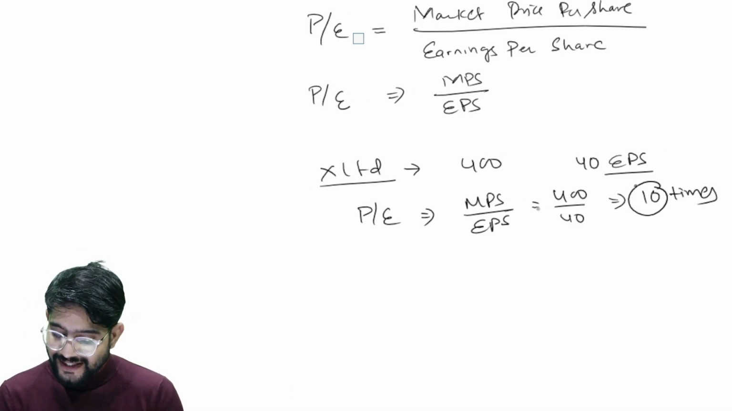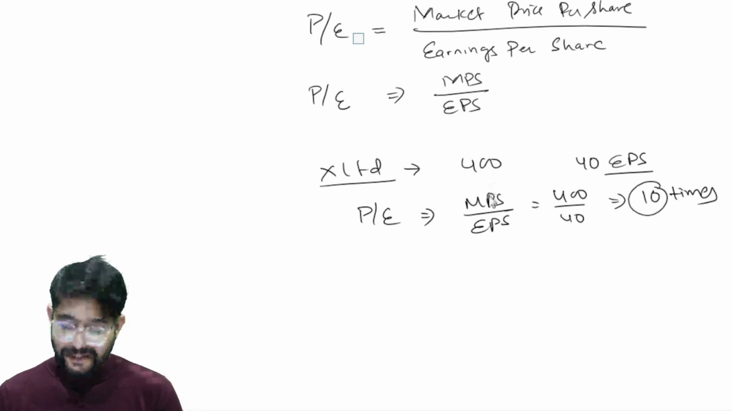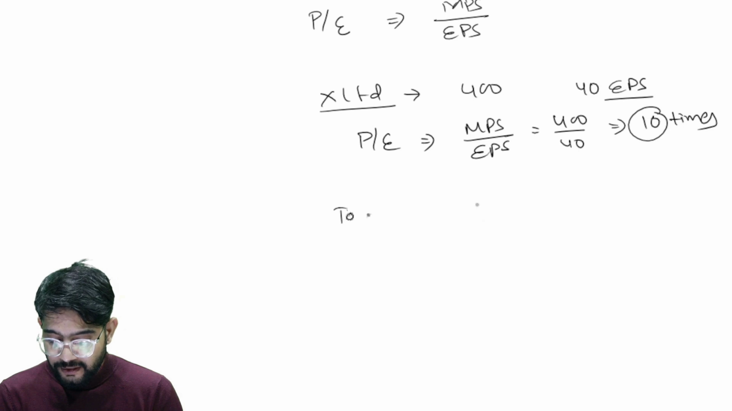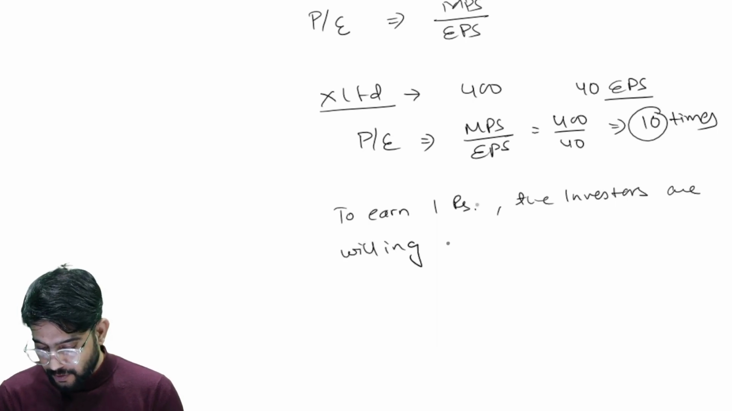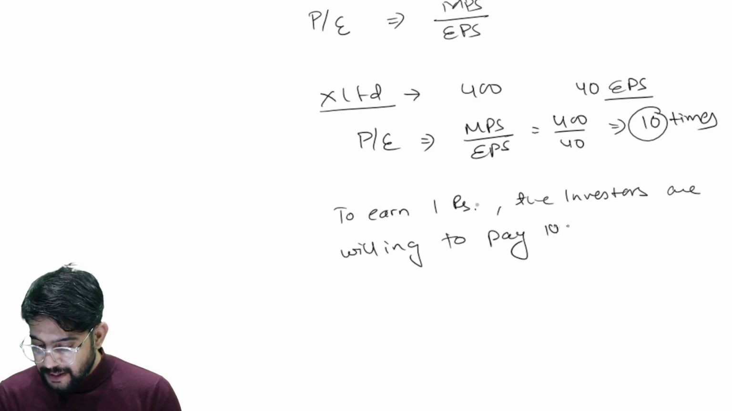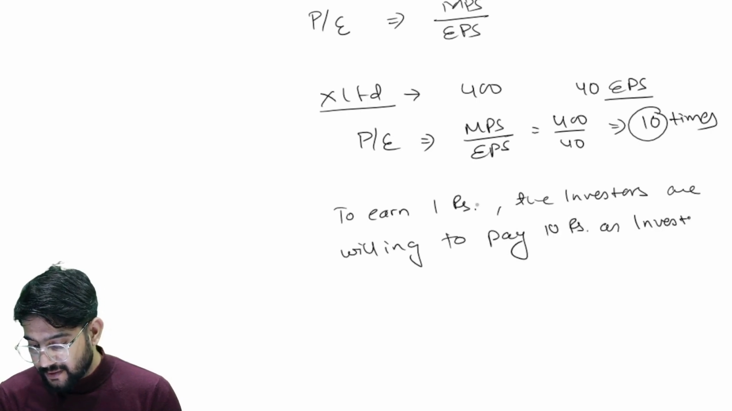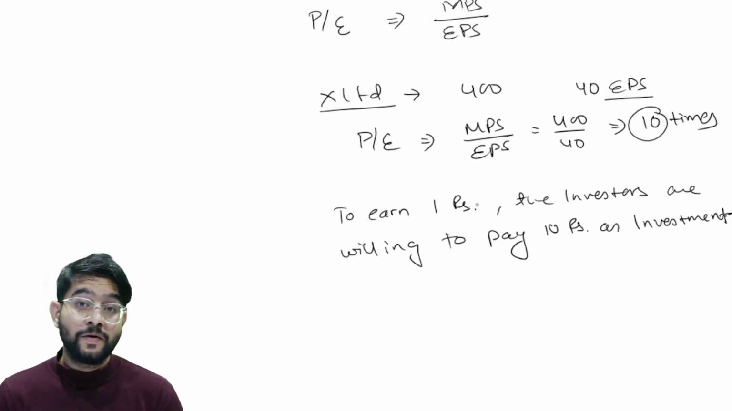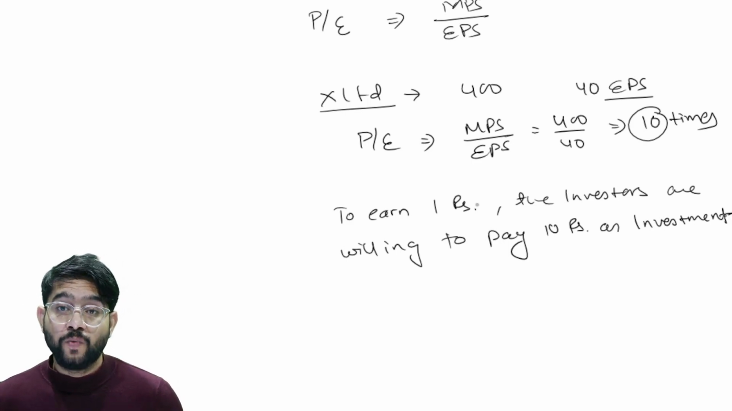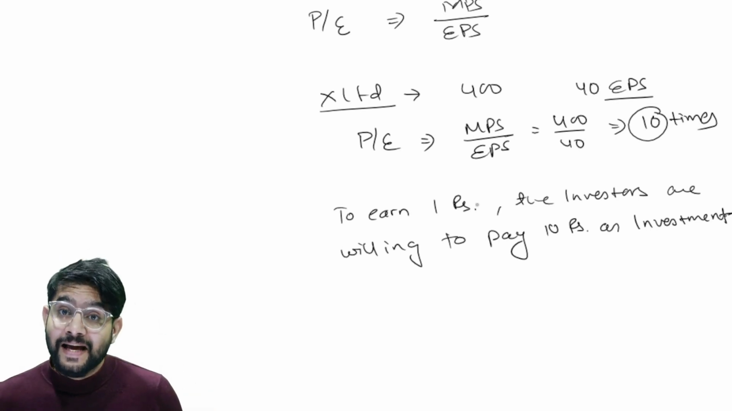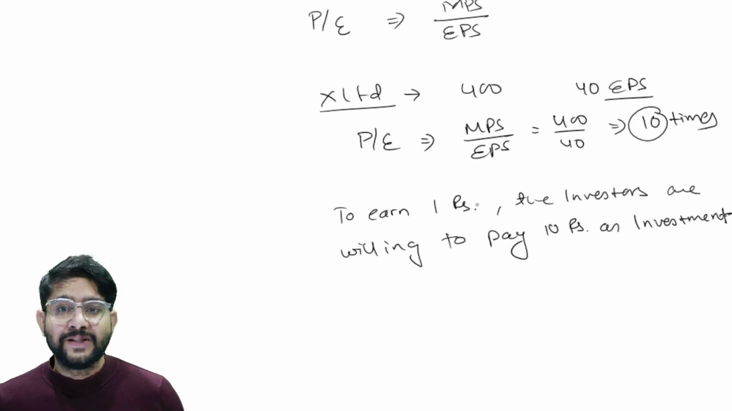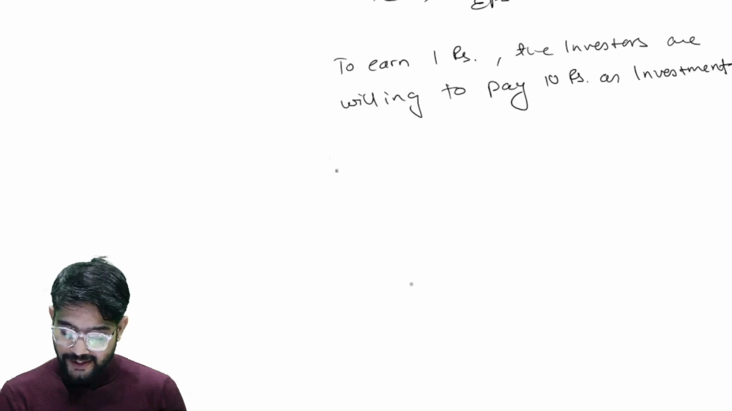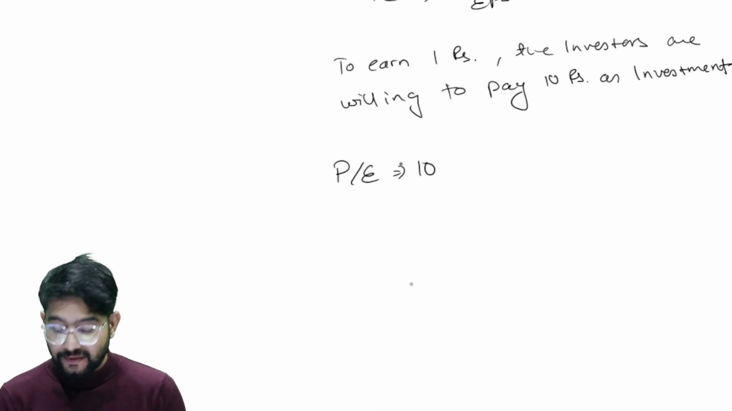Okay. Now, what does this PE 10 mean? PE 10 means to earn 1 rupee, the investors are willing to pay 10 rupees as an investment. In other words, if the company is earning rupees 1, the price of the shares is 10 times that of earning, and the investor has to pay 10 times of the earning in order to buy the share of the company. Now, next question: is PE 10 good or bad?